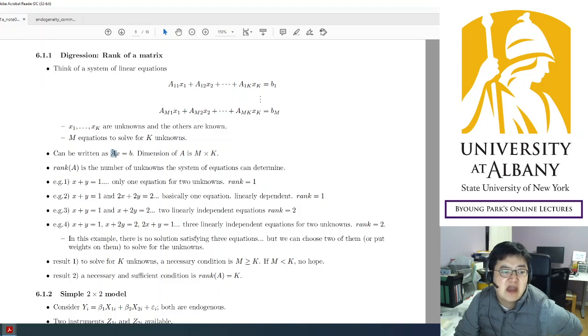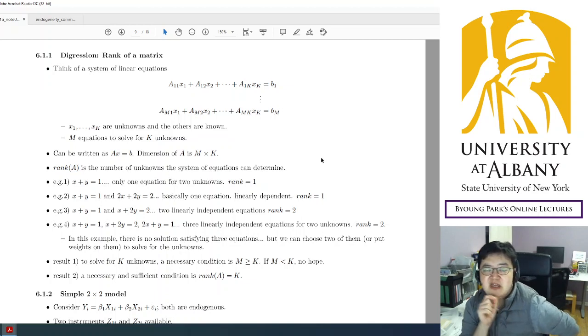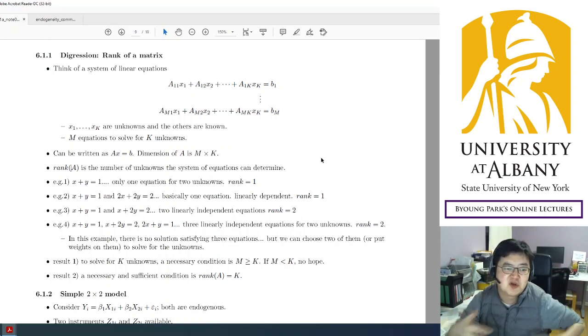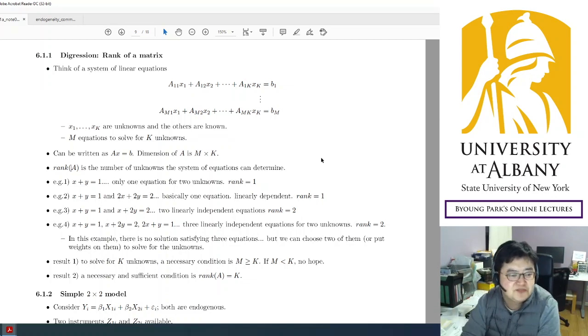And here, A is a matrix, so we can define the rank of A. And I would define this as: rank of A is the number of unknowns that the system of equations can determine, how many unknowns it can determine without additional knowledge. So I'll give you more examples.